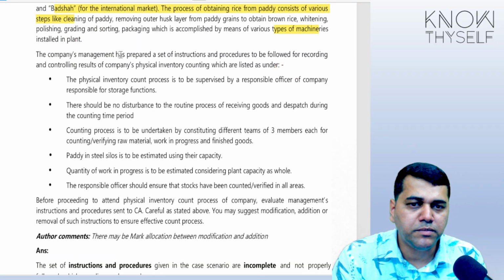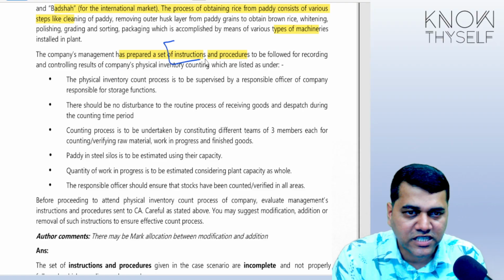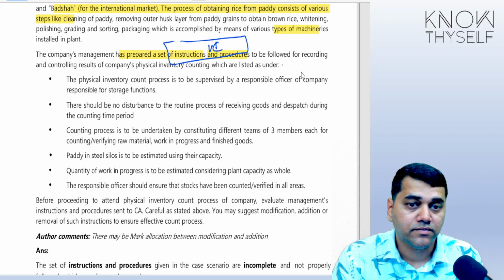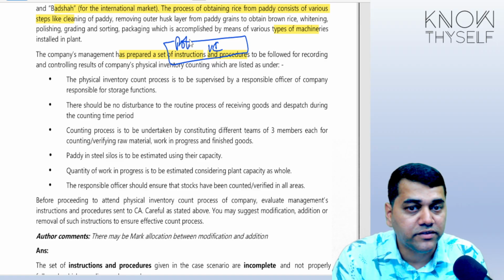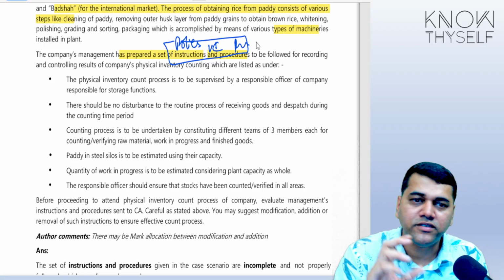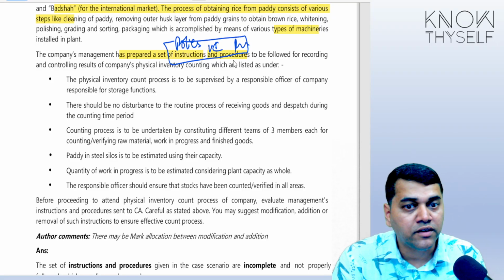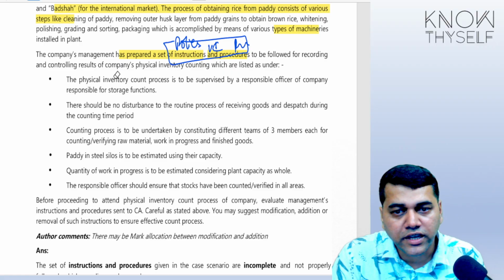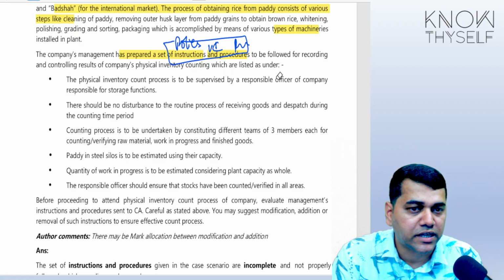The company's management has prepared some set of instructions and procedures. See, instructions and procedures may be a keyword, an alternative word for internal controls. Instructions are nothing but policy. Procedures are procedures or process. So we can say policies and procedures. Remember one new word in the examination, instructions and procedures, to be followed for recording and controlling of the company's physical inventory counting.